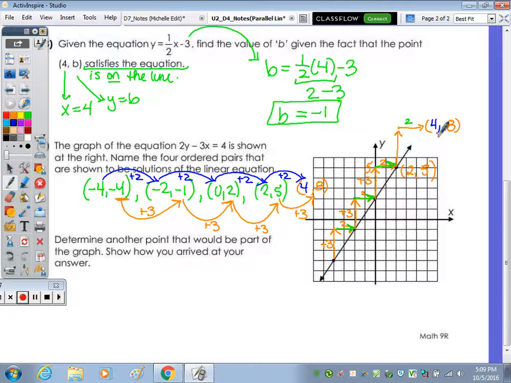So to determine another point, one of the points you could use would be (4, 8). In showing the slope, you're counting this rise over run every time, plus 3 for the rise. That is the show part of that question: show how you arrived at your answer.